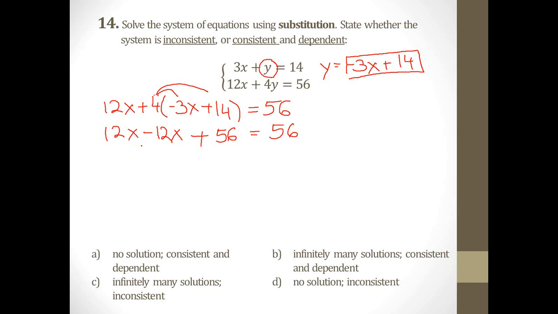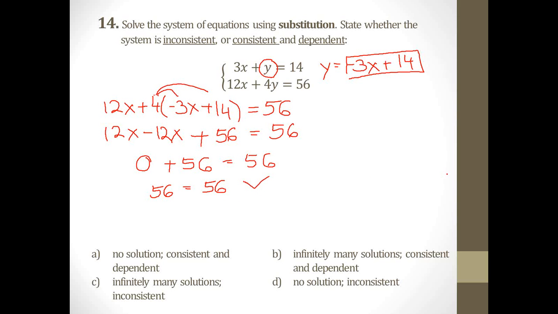Okay, I don't know if you can see what I can see, but this pretty much looks like these two are the same. So I have 12x and I'm subtracting 12x. That would already give me 0. And then over here 56 equals 56. So this is a true statement, correct? No, this is a true statement.